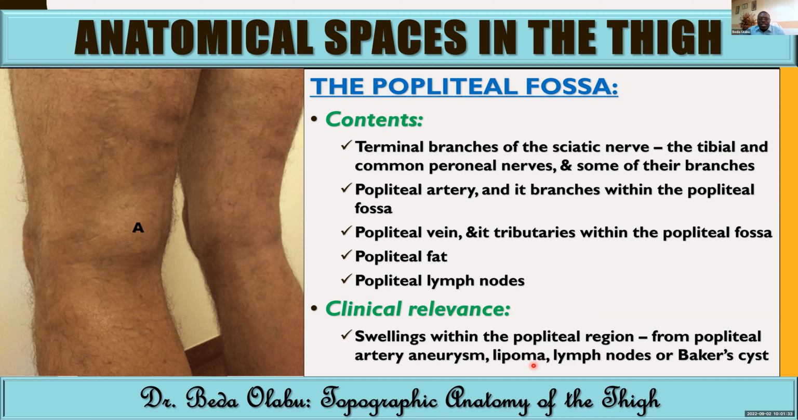Maybe it's the fat that has become overgrown. Benign tumors from fat are called lipomas. Maybe it's the lymph nodes which are swollen because of some infection. You may call that lymphadenopathy. Or maybe it's the synovial membrane of the knee joint popping out through the popliteal fossa. We call that Baker cyst. These are the common causes of swellings within the popliteal fossa.